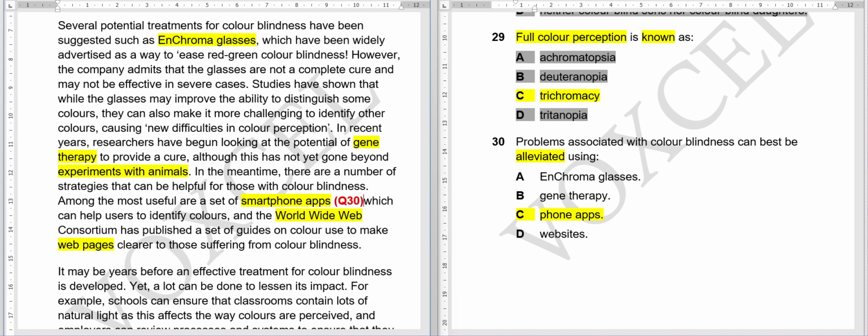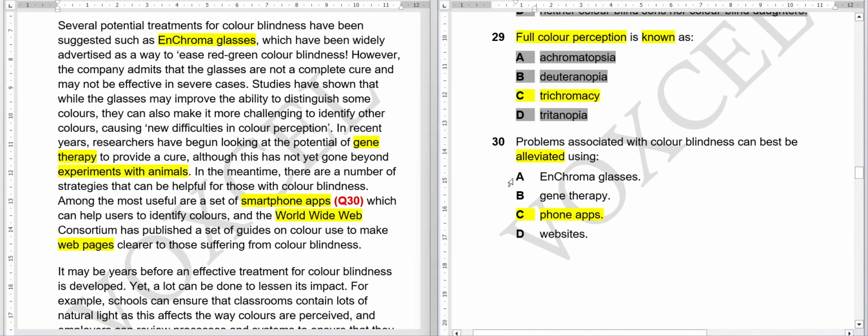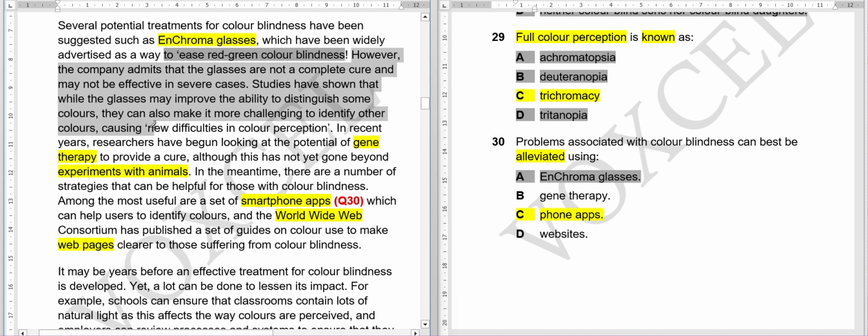Question 30. Now let's look at the other options. If you have marked other options, why are they not our answer? Why are Enchroma glasses not our answer? Because the question is saying problems can be best solved using. This cannot be our option because they are just advertising it, first and foremost, and for this particular problem, they are admitting that they will create new problems. If you're trying to solve one problem but that solution will create another problem, that is not a solution.